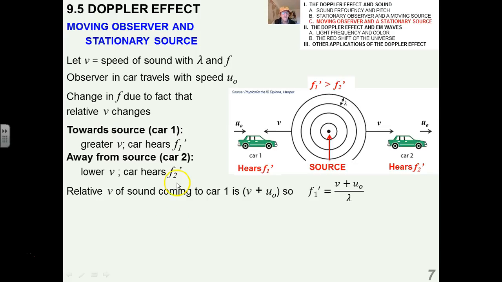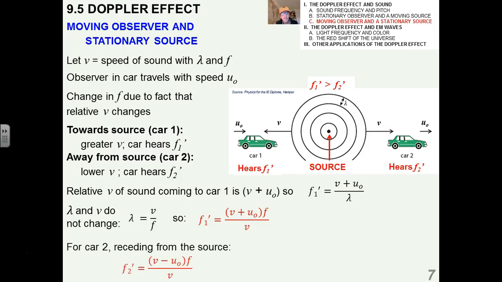Now the relative speed of the sound coming to car 1 is v plus u0, right? Because you're adding the velocities together. So f1 prime is (v plus u0) over lambda. But lambda and v don't change, so we have this new expression for f1 prime. You're going to want to pause this frame and think about it. You should be working this out on a sheet of paper and doing the algebra yourself. Don't just listen to me do it, okay?